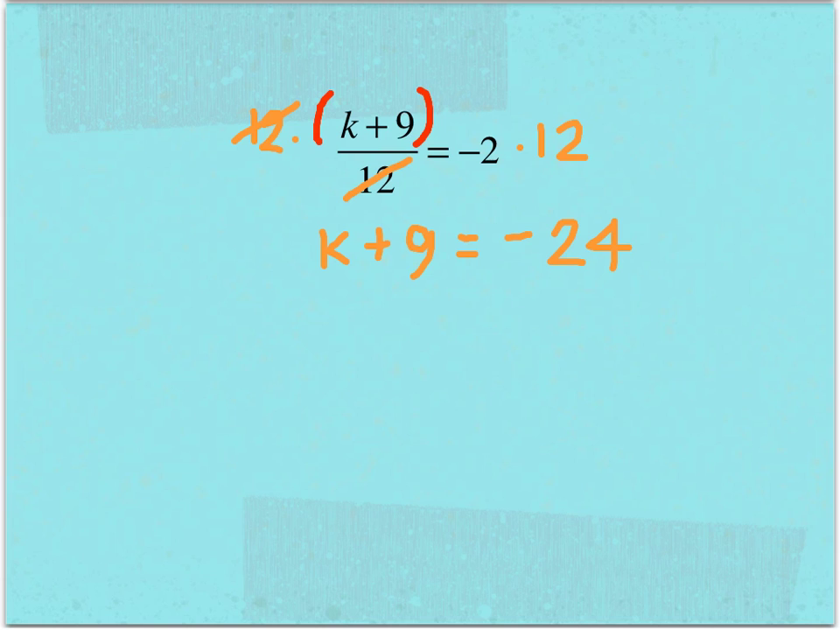To get k by itself, I'm going to subtract 9 from each side like that. And my final answer then becomes negative 24 minus 9, which is negative 33. These are tricky problems, so you want to pay close attention to those for sure.